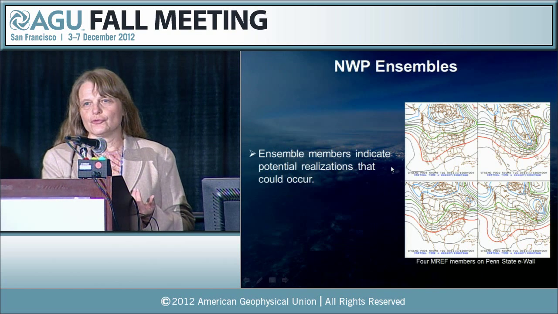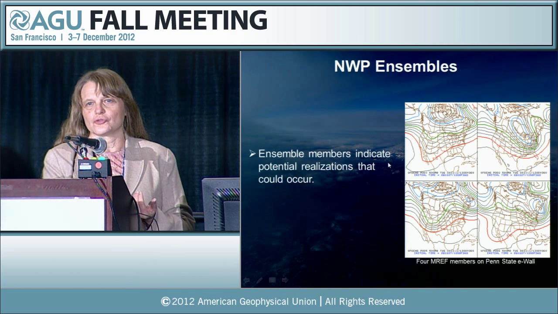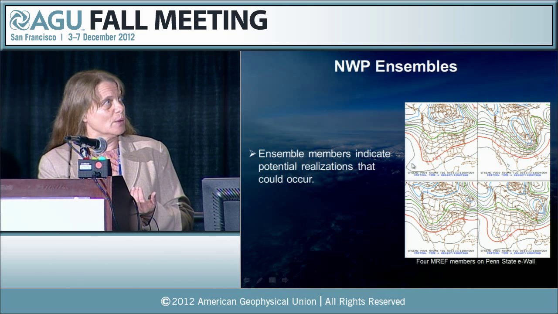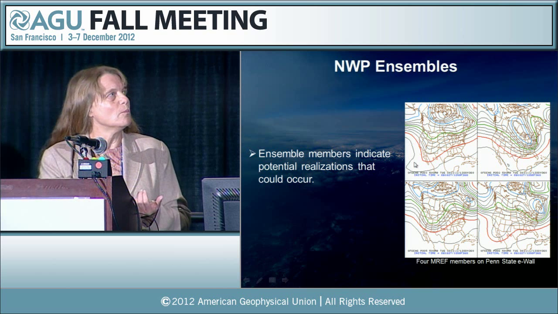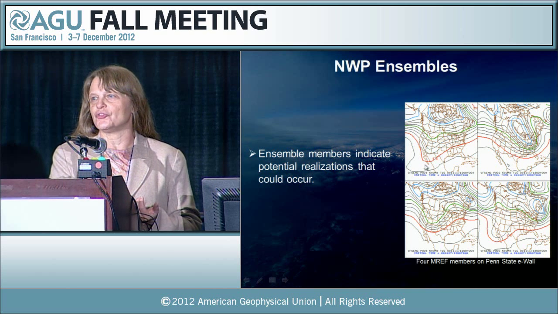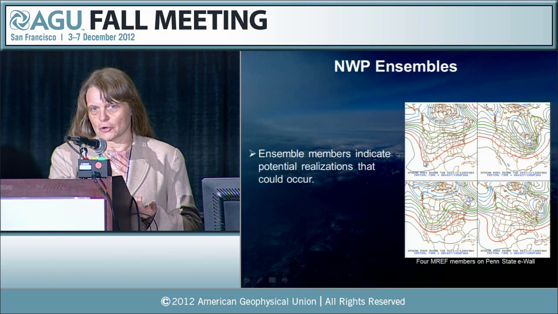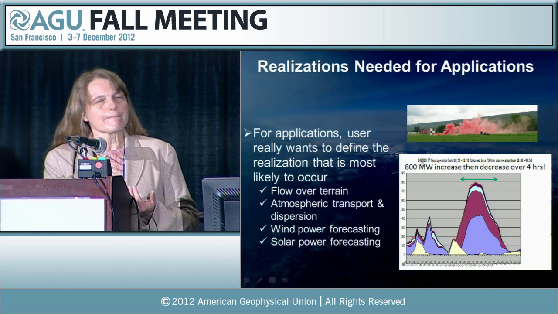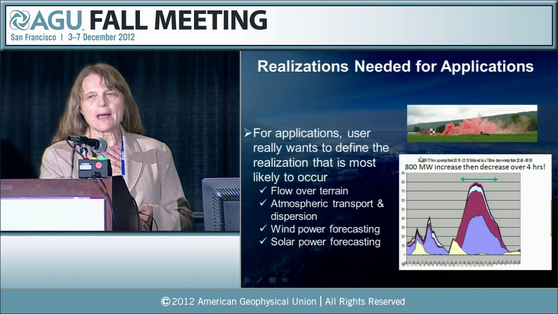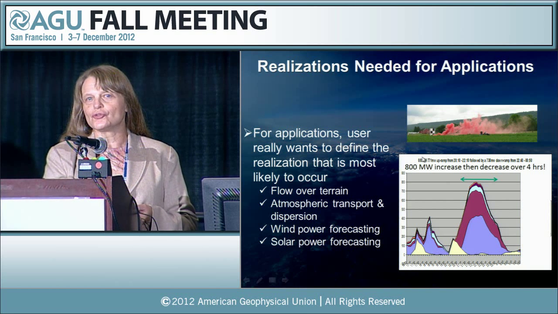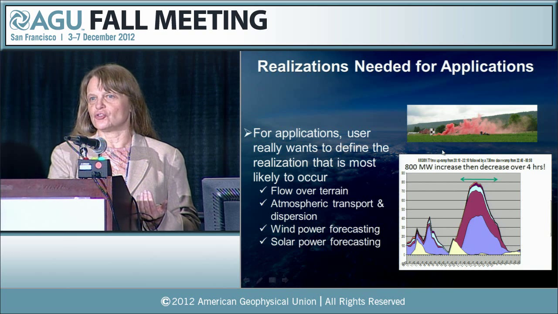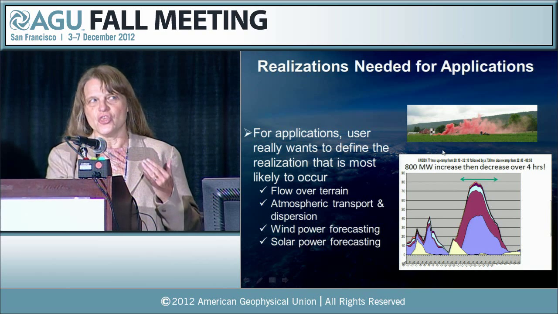Now, in terms of numerical weather prediction, we've seen this quite a lot today. What we do is we run ensembles. But each ensemble member represents a particular realization that might occur. Now, I live in the applied meteorology world. For applications, what users really want is to know which realization is going to occur this time.